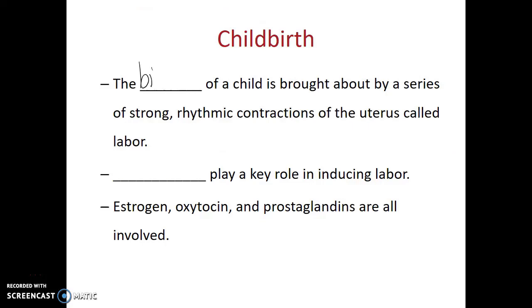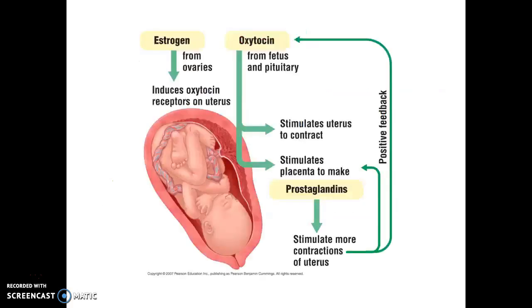The birth of a child is brought about by a series of strong rhythmic contractions of the uterus called labor. Hormones play a key role in inducing labor. These hormones are estrogen, oxytocin, and prostaglandins. This is one of the few cases of positive feedback that we see in human biology. Negative feedback is necessary for maintaining homeostasis, but positive feedback are usually responses which trigger themselves to occur more frequently.